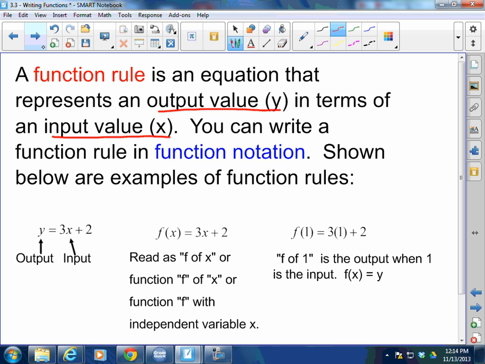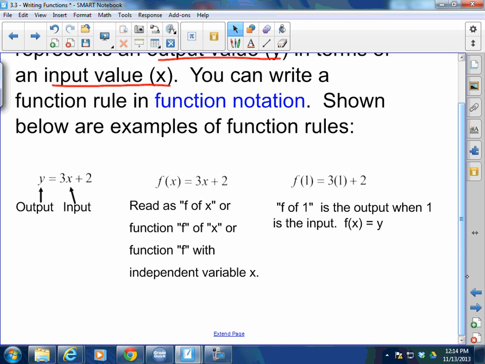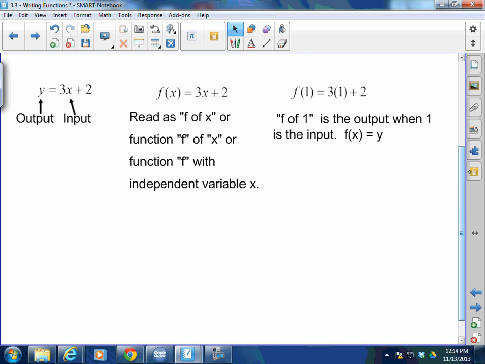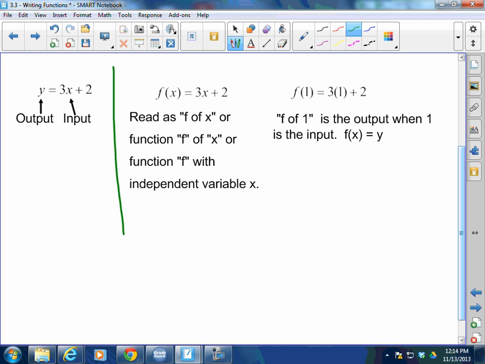Shown below are examples of function rules. Let me explain this and let me be really clear, because a lot of people freak out. A lot of people don't understand this. I'm going to do the best I can to make this really easy for you guys. I swear I'm going to do my best. First of all, let's just look at this one here. We've already been working with this: y equals 3x plus 2. y is the output or the dependent. x is the input or the independent. That makes sense so far, right?